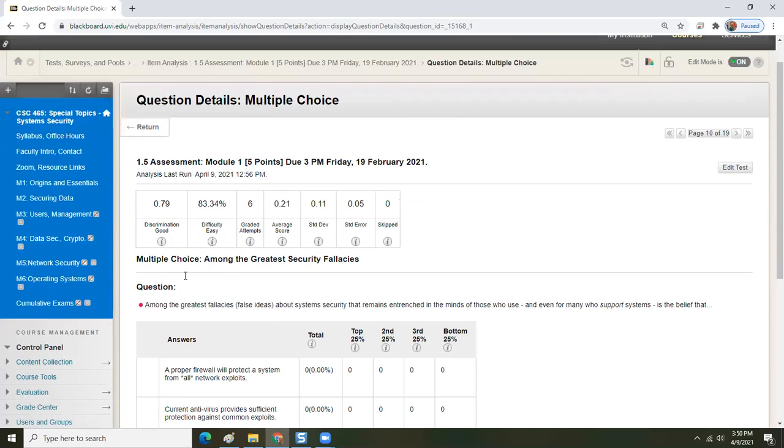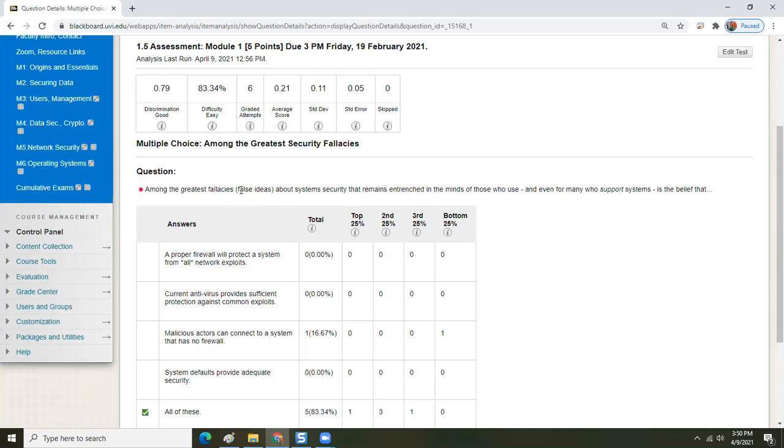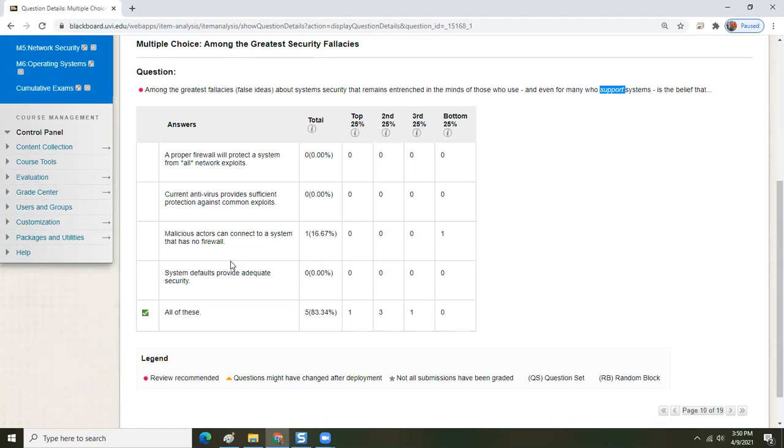This is a multiple choice question. Among the greatest fallacies or false ideas about system security that remain entrenched in the minds of those who use, and even for many who support the systems, is the belief that a proper firewall will protect a system from all network exploits. Yeah, that's actually very prevalent, even for IT people. Oh, current antivirus is sufficient. That's true of even IT staff.